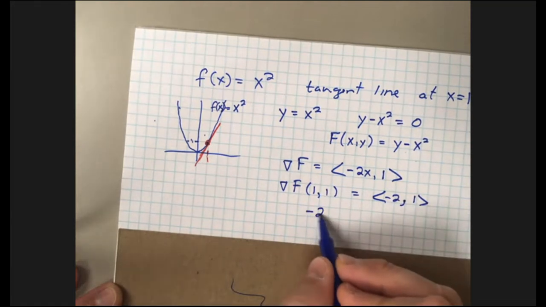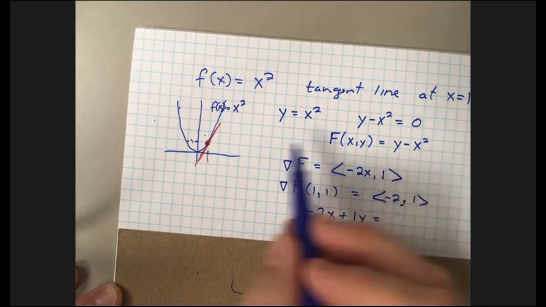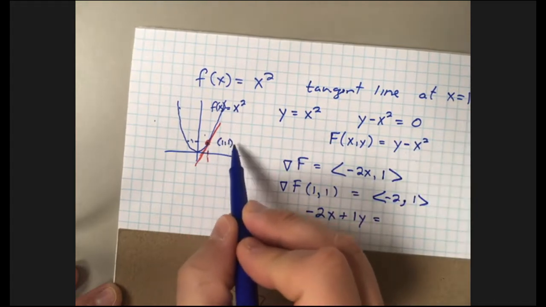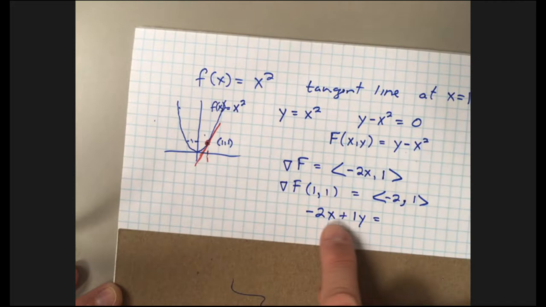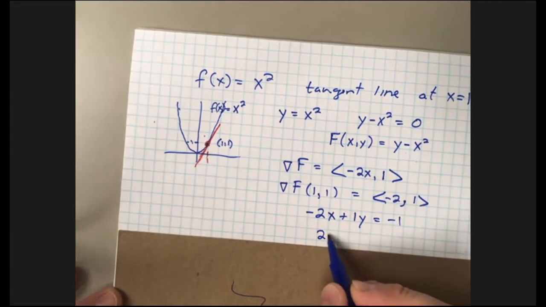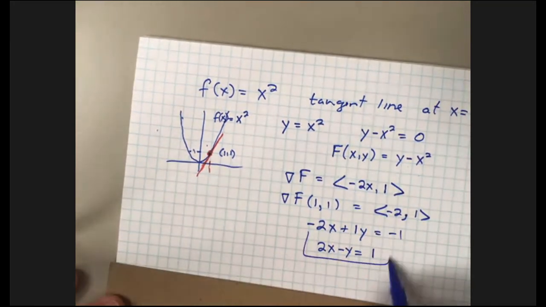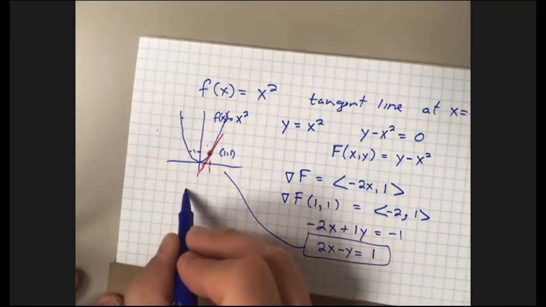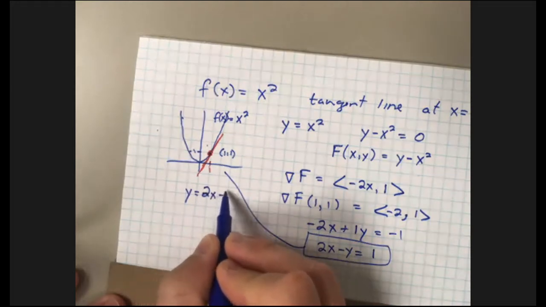Now I plug into my line, minus 2x plus 1y, and I take this point, 1, 1, and insert it into this line: negative 2 plus 1, negative 1. And so in a nice form, this is 2x minus y equals 1. Now you recognize that is the same tangent line as y equals 2x minus 1.